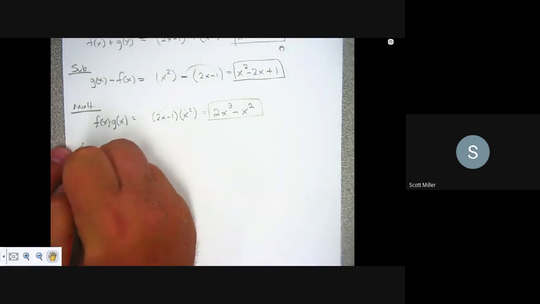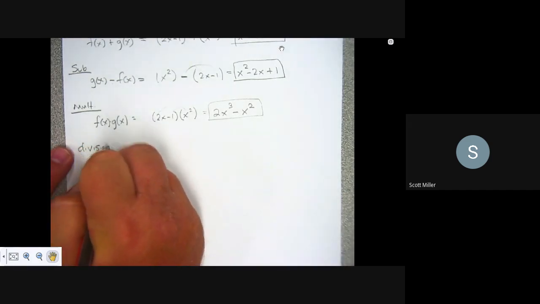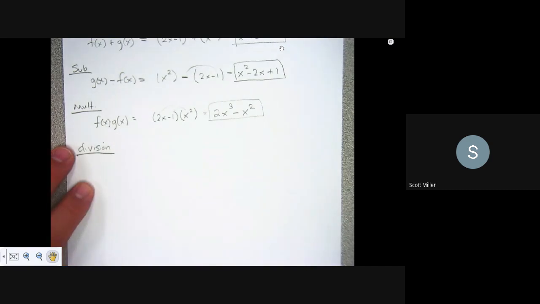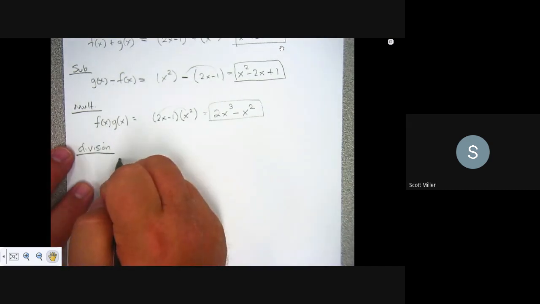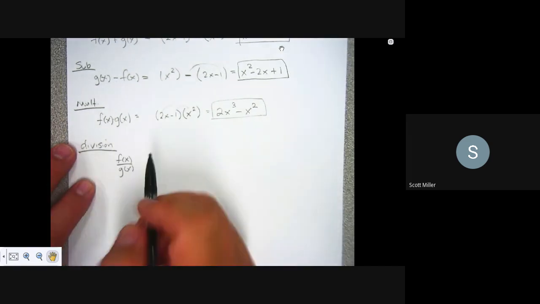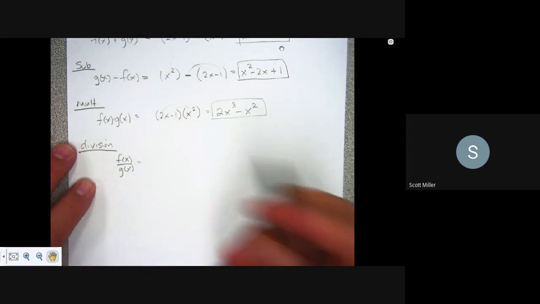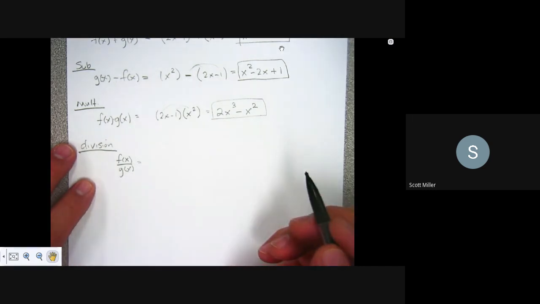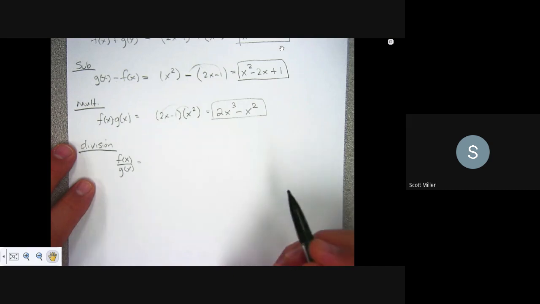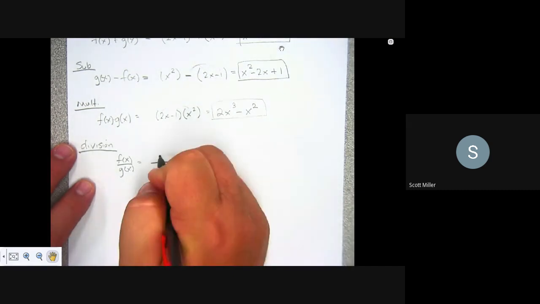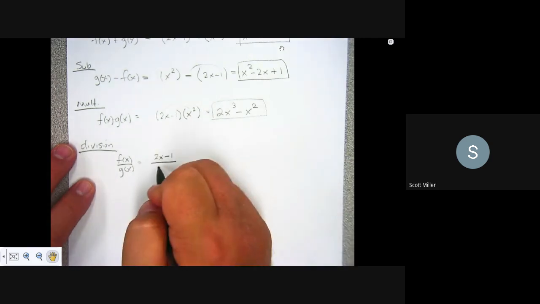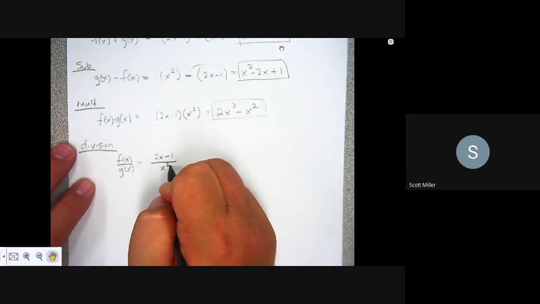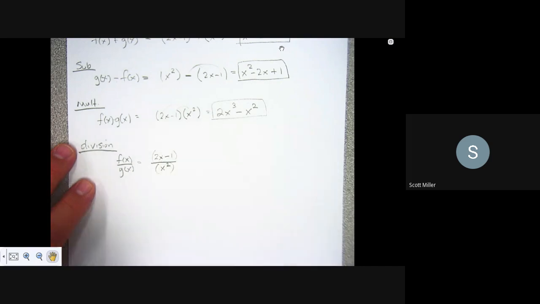So what about division? Let's just do f of x divided by g of x. Just like so. Again, even though you don't necessarily need it, I do highly recommend that you use parentheses. You can remove them later if they serve no purpose, so you just get rid of them. So that's f, and that is g.